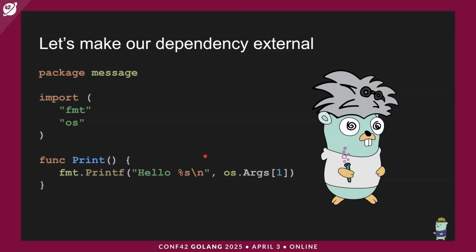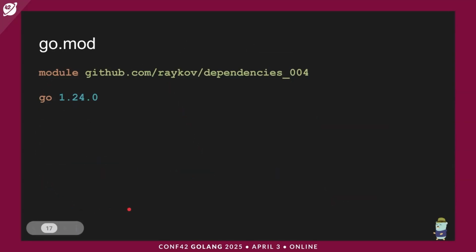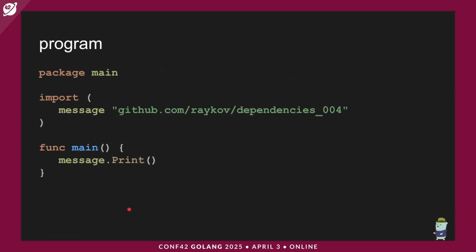So I created an external library. This is the code of this library. And yeah, I formatted it as a library, uploaded it to GitHub, and imported it in my program. So it's a simple function, message print.